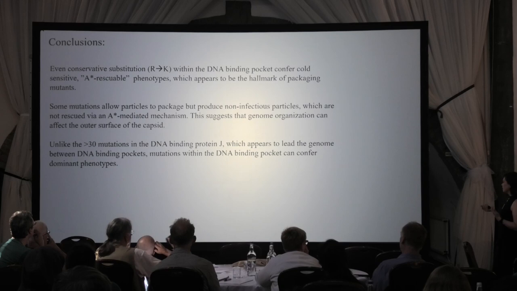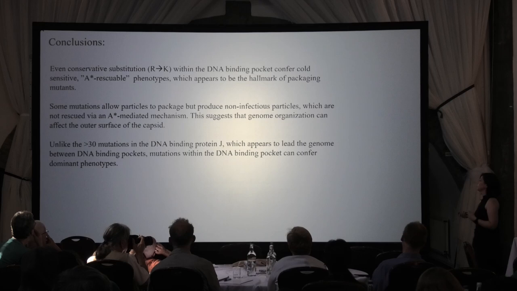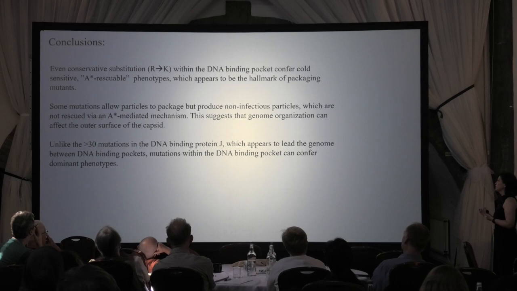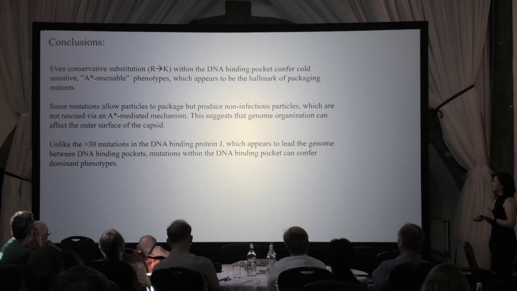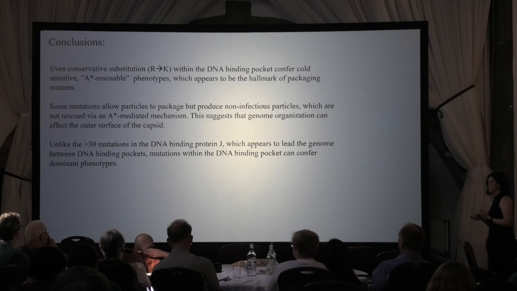And so, in conclusion, we found that even conservative mutations to these arginine residues are conferring cold-sensitive phenotypes, some of which are A-star rescuable. This appears to be a hallmark of packaging defects, or packaging mutants. We also found that some of these mutations were able to produce fully packaged particles, but they were not able to infect their host cells, and they were not able to be rescued by A-star either. So this may suggest that genome organization can affect the outer surface of the capsid. And lastly, we did find that with coat protein mutations, we were able to see dominant lethal phenotypes, unlike the multitude of J protein mutations that we have.